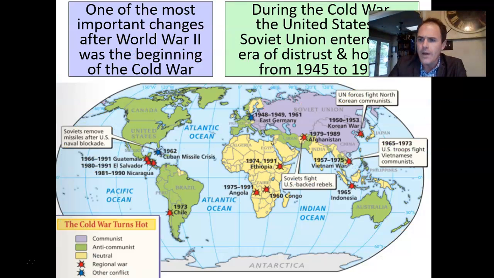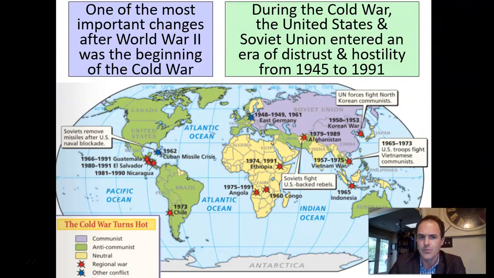So one of the most important changes after World War II was the beginning of the Cold War. All right, and we're going to start our next unit with this topic, the Cold War. But just as a preview, during the Cold War, the United States and the Soviet Union, see the United States here in green, Soviet Union here in purple, entered an era of distrust and hostility. And it lasted basically from the end of World War II in 1945 all the way until the dissolution of the Soviet Union in 1991.